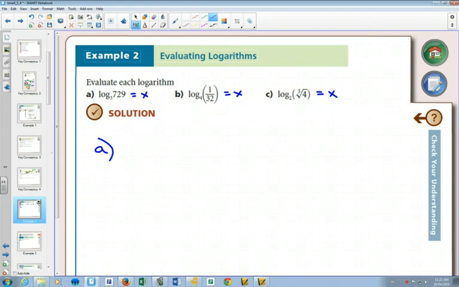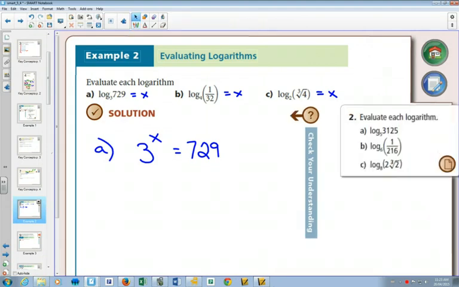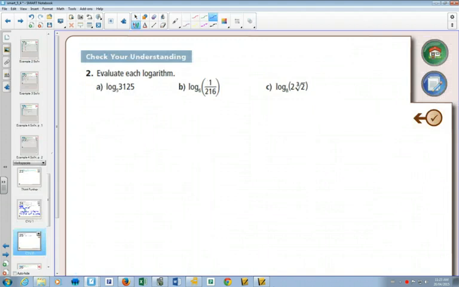So this is logarithmic form because it's written as a log. Exponential form is saying the base is 3. I don't know the exponent, but I know that it's equal to 729. Oh, I forgot, I'm doing the one off to the side. Here we go, sorry. It's 5. So now, 5 to what power is 3,125?